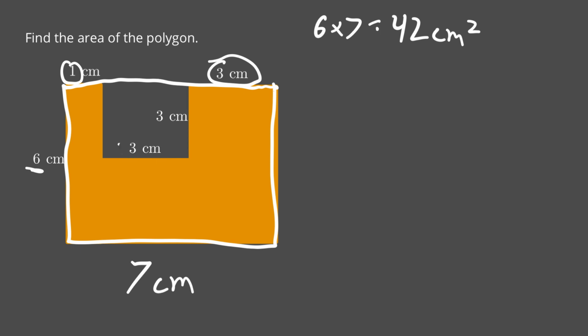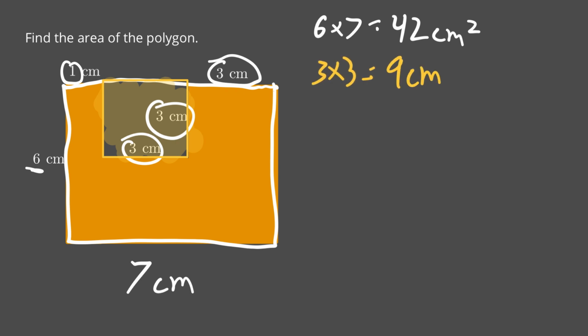Now, just like in the previous problem, our next step is going to be subtracting what we don't need. We can highlight this in yellow. It's this square. To find the area of the square, we use base times height. So we have 3 times 3, giving us 9 centimeters squared. Subtracting 9 from 42 will leave us with a total area of 33 centimeters squared.